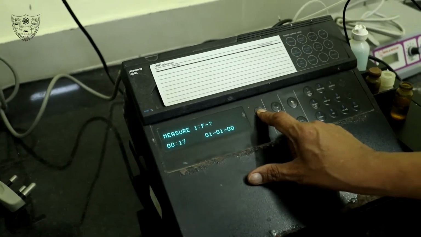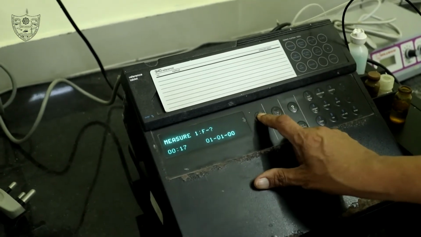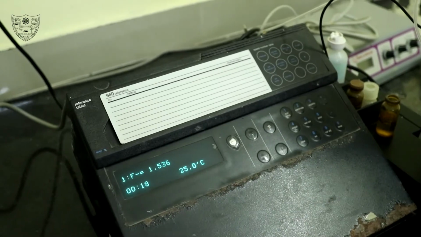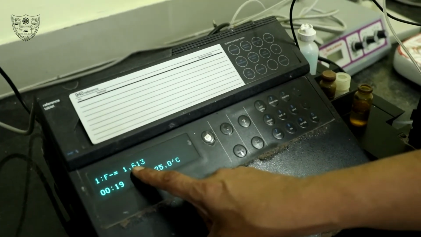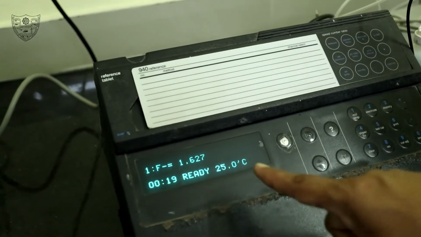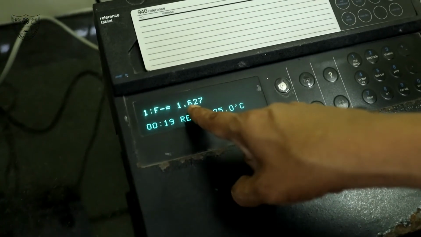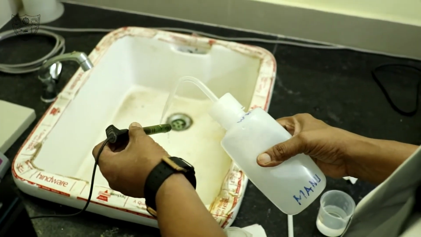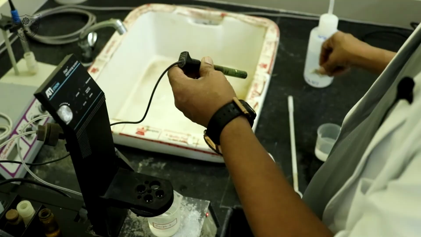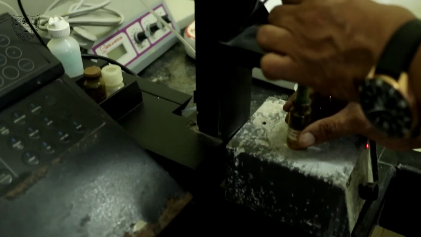When the reading becomes stable, ready will be displayed. Note down the reading. Here the concentration of fluoride is 1.627 mg per liter. After completion, rinse and store the electrode in fluoride storing solution.